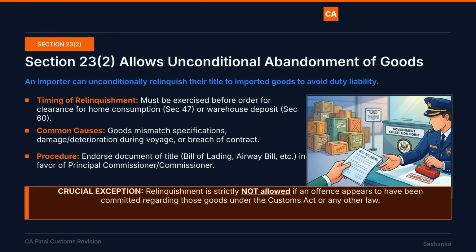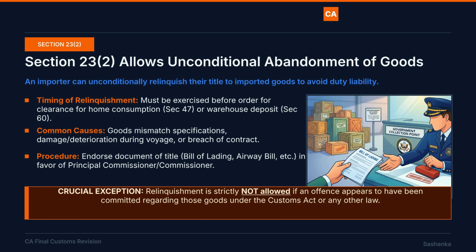Section 23(2) gives an importer the option to voluntarily relinquish ownership of imported goods. By surrendering title to the goods, the importer avoids paying customs duty. This option is commonly used when goods do not meet specifications, are damaged during transit, or when the underlying contract fails. However, timing is crucial.